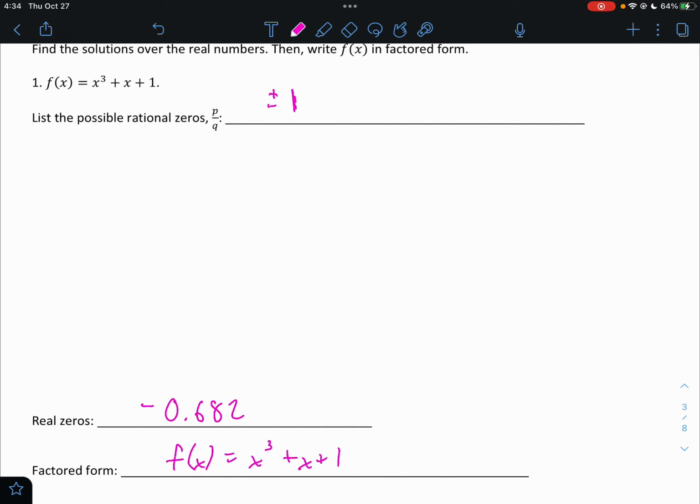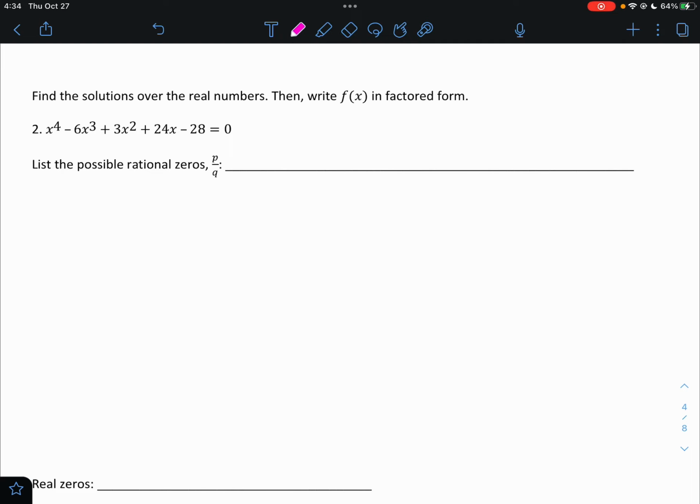All right, number 2. So here we have a quartic equation, which means there's 4 answers to this problem. Whether or not they're real, we don't know. Whether or not they're rational, we don't know. So what our job is going to be is simply to make a PQ list. So factors of negative 28 divided by factors of 1. So plus or minus 1, 2, 4, 7, 14, and 28.